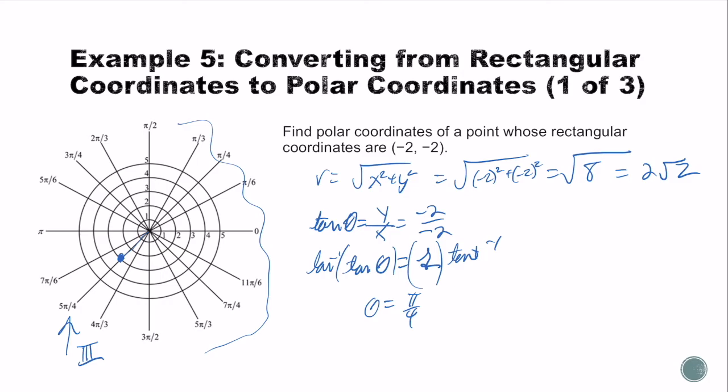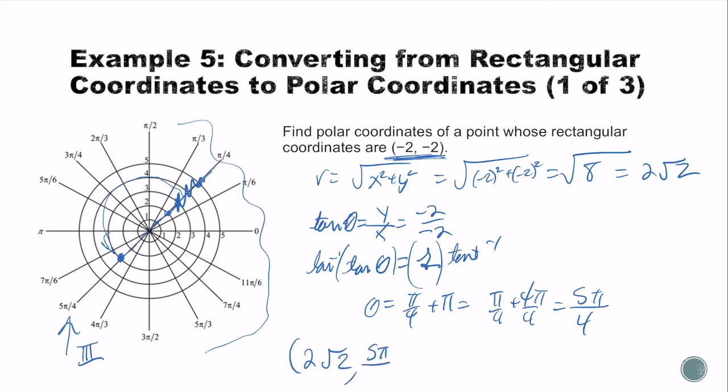But that's in quadrant 1, right? This is pi over 4. So if I add 180 degrees, or I add pi to that, I'll get to quadrant 3. So I have pi over 4 plus 4 pi over 4, which is 5 pi over 4. So this is the point when x is negative 2 and y is negative 2. I have the point radius 2 square root of 2, theta 5 pi over 4. And that's one representation. Remember, we could have found multiple representations.